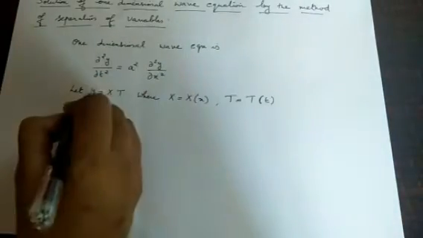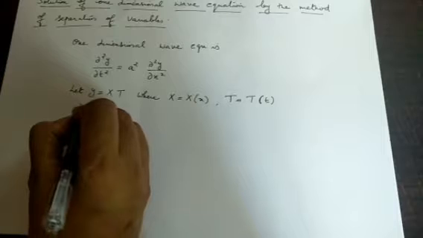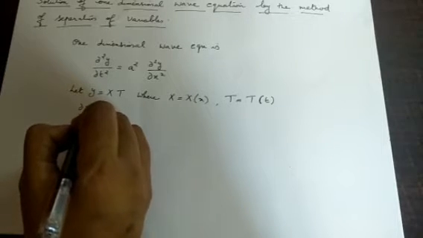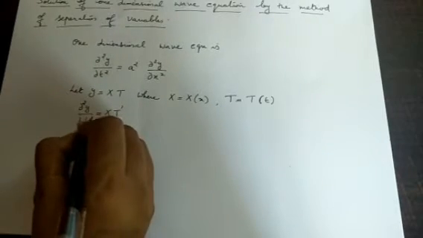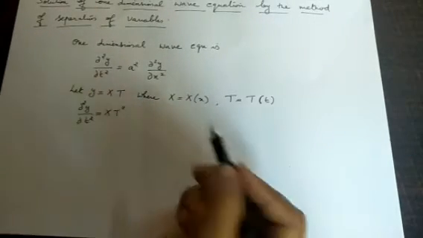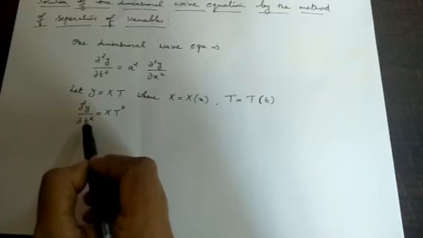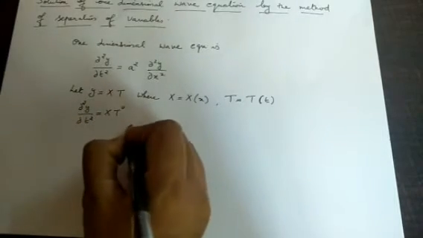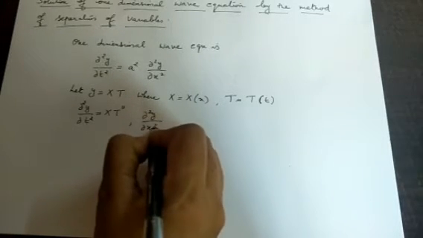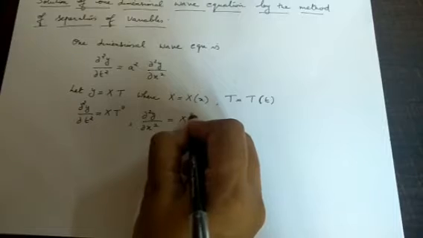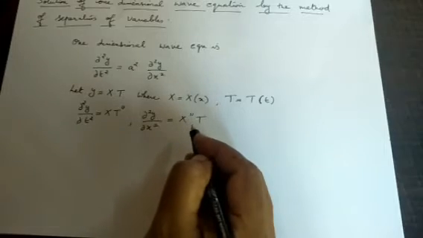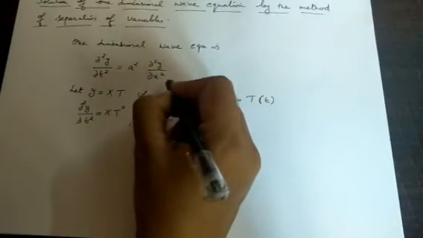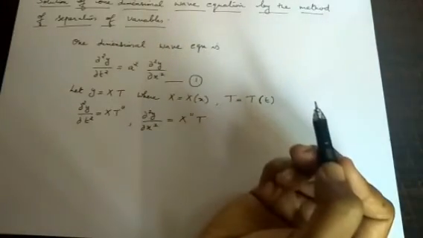Now from this, what is ∂y/∂t? It is X T'. Therefore the second derivative ∂²y/∂t² is X T'', that is, differentiating y with respect to t two times. Similarly, we can write ∂²y/∂x² as X'' T. The double dash denotes the second derivative. Now take the one-dimensional wave equation as equation number 1.